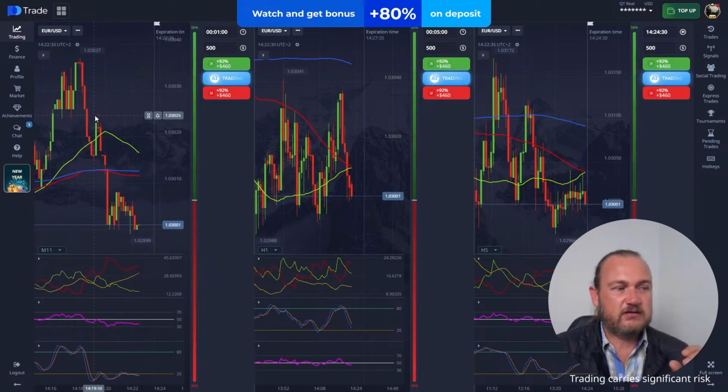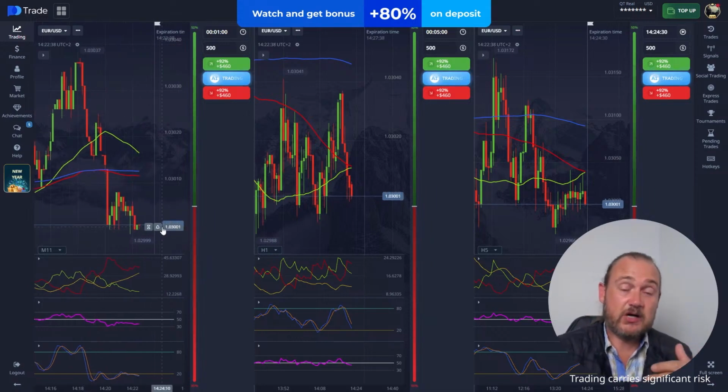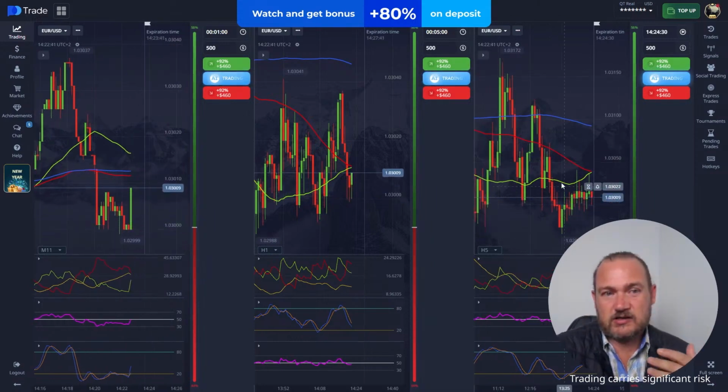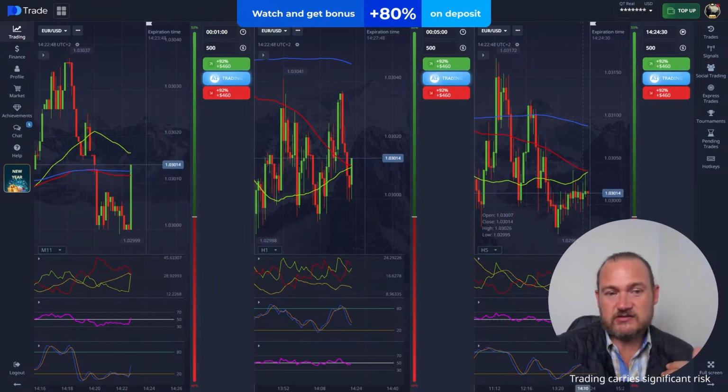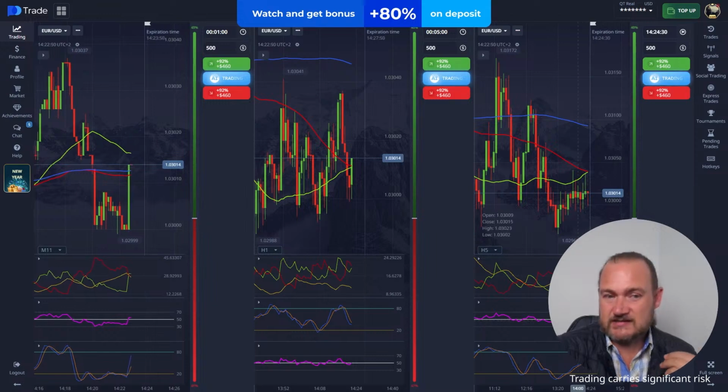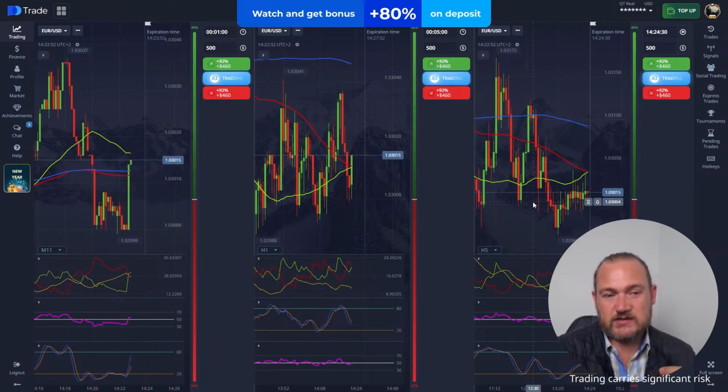I will be fairly hesitant to take buy trades at the moment because, like I've said, 5 minutes is predominantly bearish at the moment. My RSI is still struggling to get through the 50 line. It's staying bearish. It has been for quite some time.